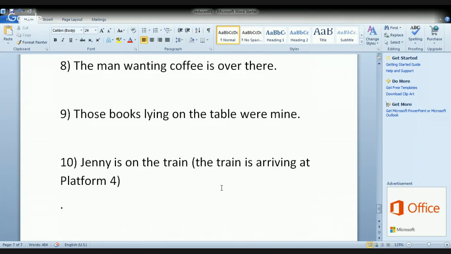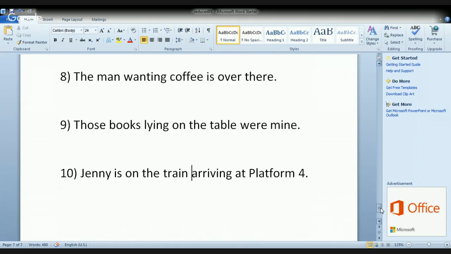And on this last one, Jenny is on the train. The train is arriving at platform 4. There's my period all the way over there. Jenny is on the train, which is our relative clause that we would use. Jenny is on the train, which is arriving at platform 4. We'll take out the relative clause and the verb to be. Jenny's on the train arriving at platform 4. All right, so let's see. So those are all the examples that I have for you today.